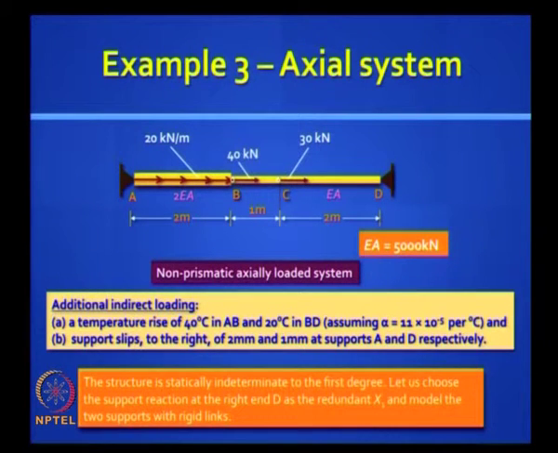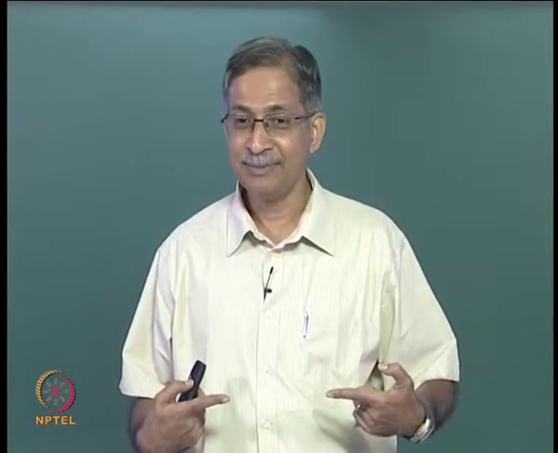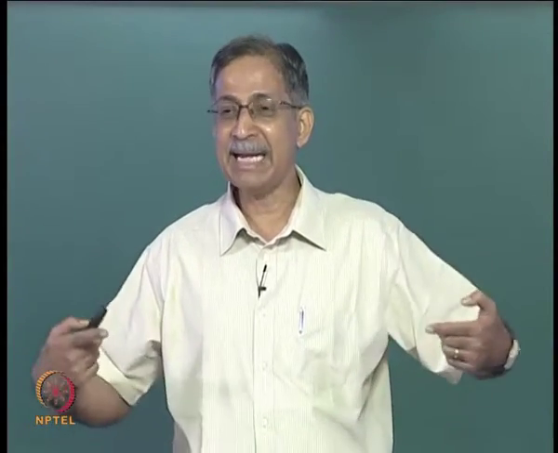The structure is statically indeterminate to the first degree, you can see, because if you remove one end it becomes determinate. Let us choose a support reaction at the right end D as a redundant x1 and model the two supports with rigid links. Okay, I am going to demonstrate here how you can also find support reactions bringing in additional members called rigid links. Okay, let me demonstrate that.